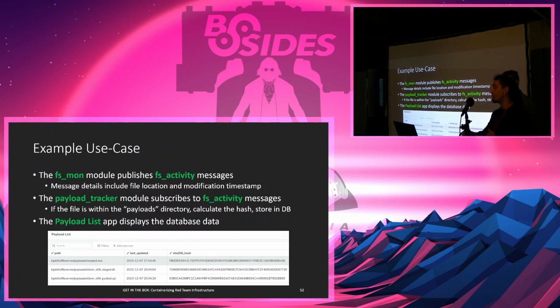On the other side of that, I have a payload tracker module, which subscribes to the FS activity queue. And its whole job, as its name implies, is to track payloads. So anytime it sees a modification to a file within the payload directory, it calculates the SHA-256 hash, dumps it into the database, and now I can view it directly within the AppSmith UI.